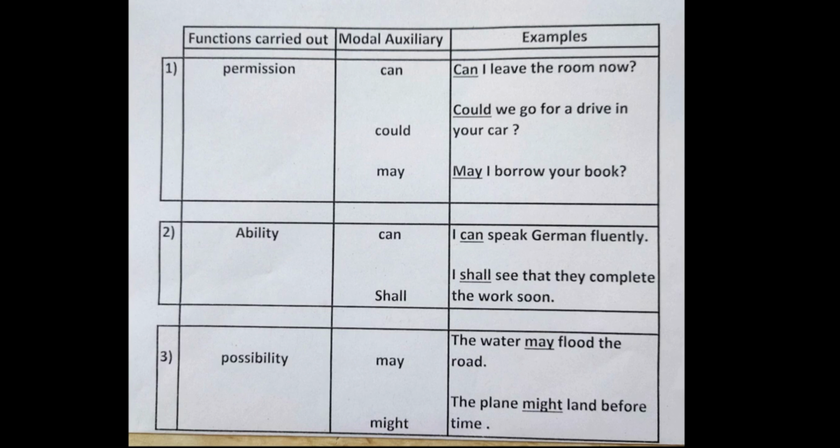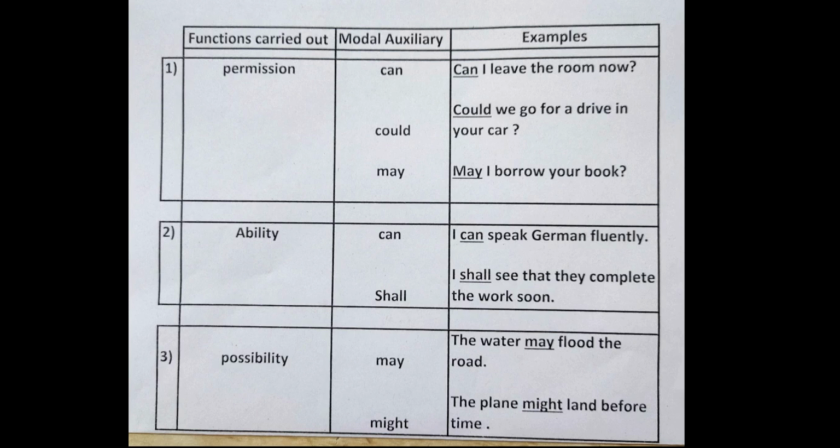So all these things which we are expressing by using modal auxiliaries are called as functions of modal auxiliaries. Now let us take examples by taking one function at a time. When we want to ask for permission, we can use modal auxiliary like can, could, may. For example, may I borrow your book? Here, borrow is the main verb and may is the modal auxiliary. We are asking for permission.